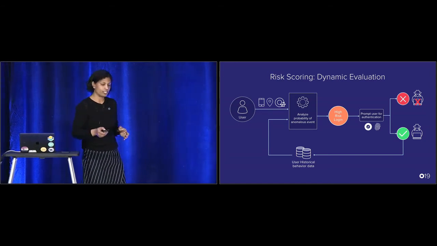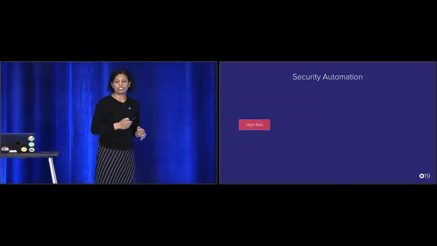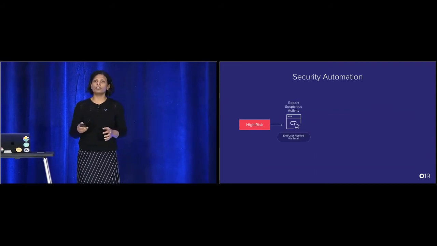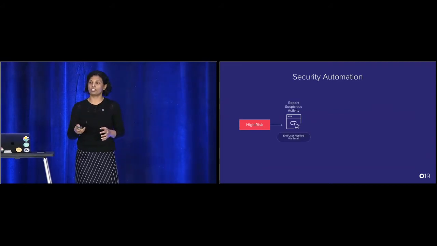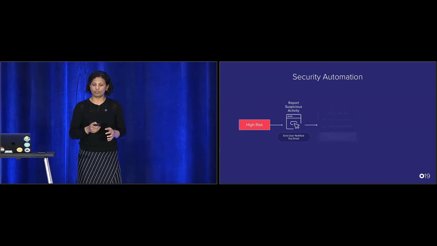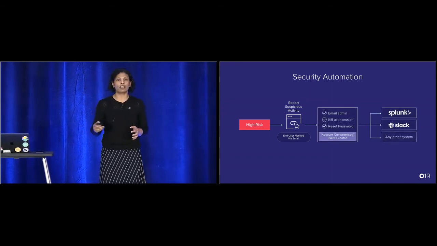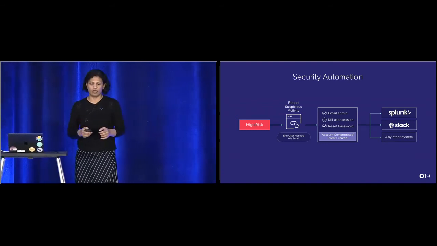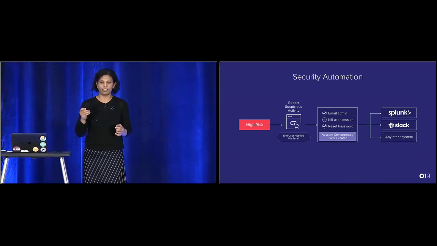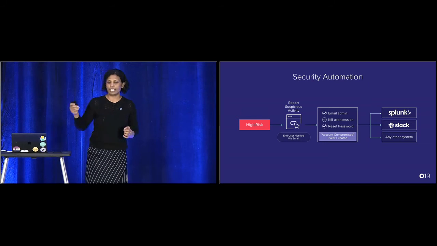But in this situation, you can use our security automation where the end user will be notified and they can report suspicious activity. When they do so, a bunch of actions can be taken, and you can even pass that information downstream for your incident management and response. When we get notified, we take these actions.